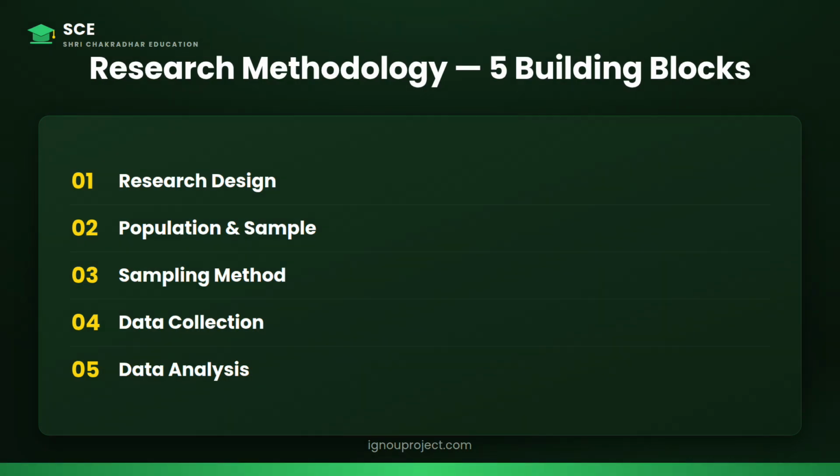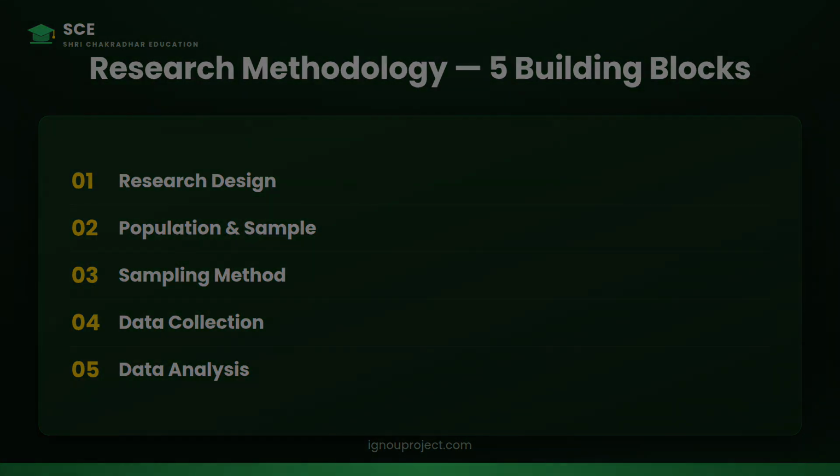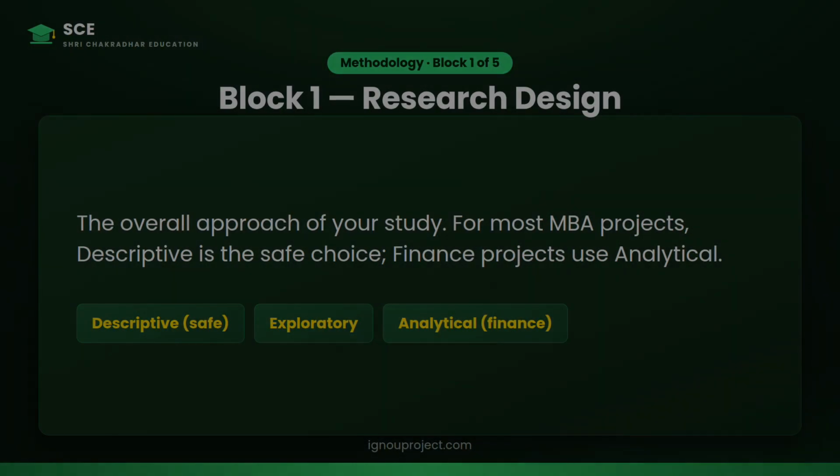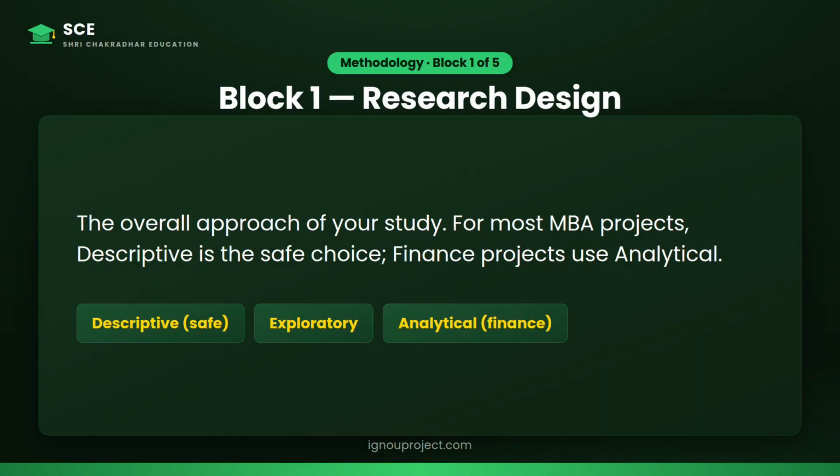Now let's master the research methodology, because this is the section that decides whether your study is judged workable. A strong methodology has 5 clear building blocks. Let's take each one. Building block 1, the research design. This is the overall approach of your study. There are 3 common types for MBA projects.